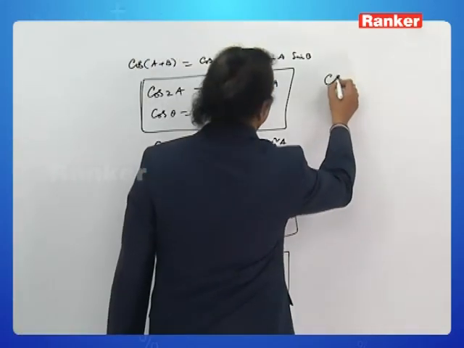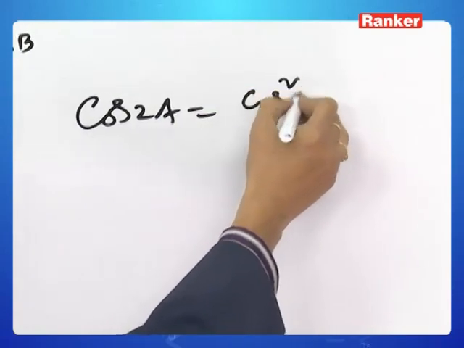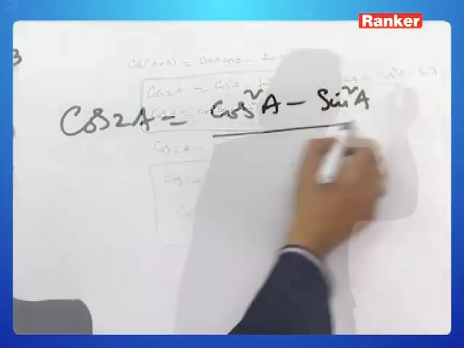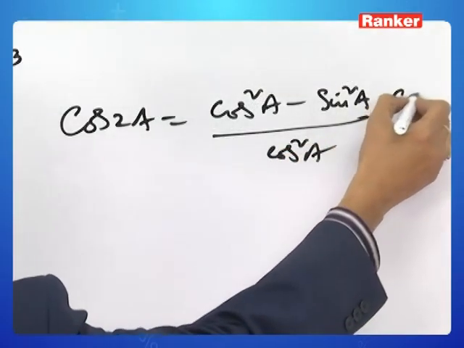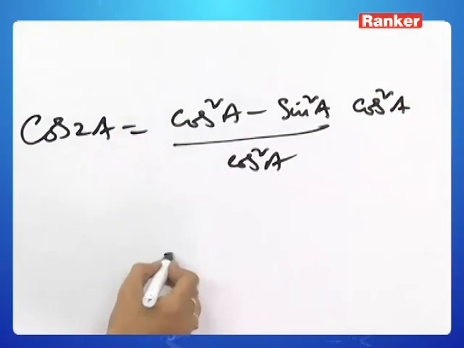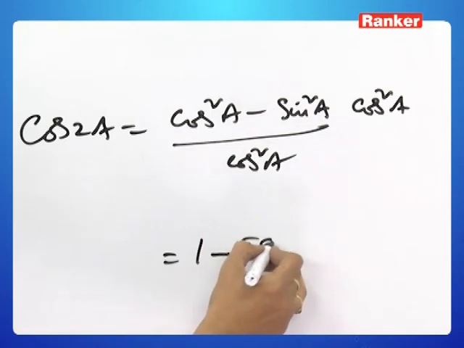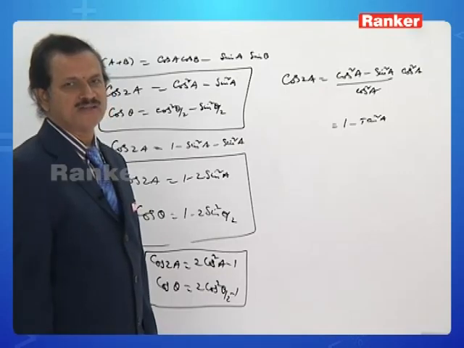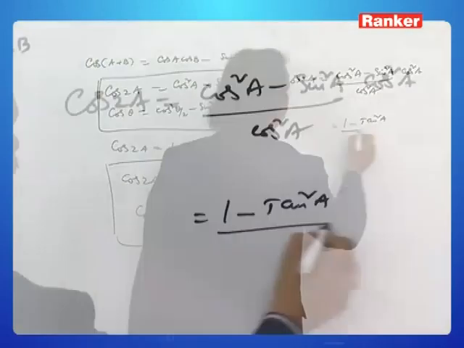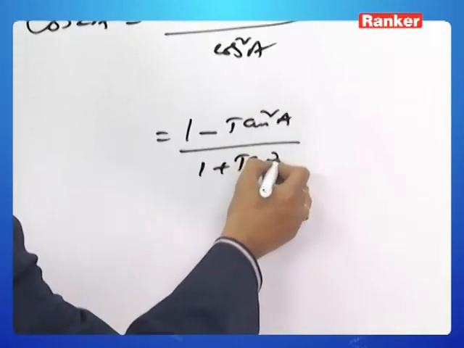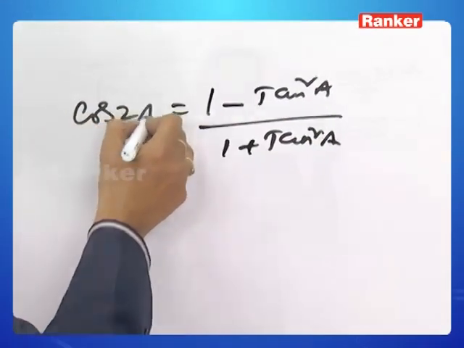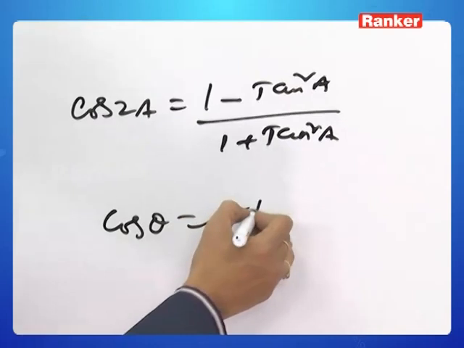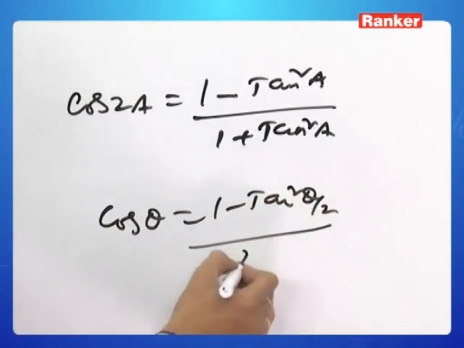Again, cos 2A is equal to cos square A minus sine square A. Let me divide this with cos square A and multiply with cos square A. What is going to happen? Cos square A by cos square A, sine square A by cos square A. If cos square A is sent to the denominator, it becomes secant square A, and secant square A is nothing but 1 plus tan square A. Cos 2A is equal to 1 minus tan square A by 1 plus tan square A. Again you replace theta by 2 in the place of A, you have cos theta is equal to 1 minus tan square theta by 2 by 1 plus tan square theta by 2.